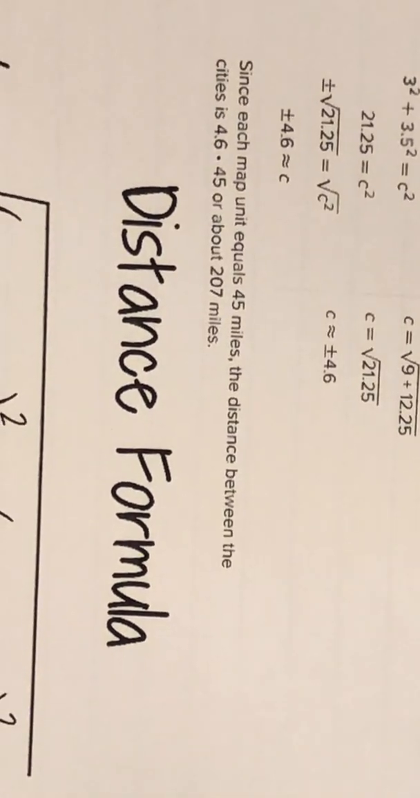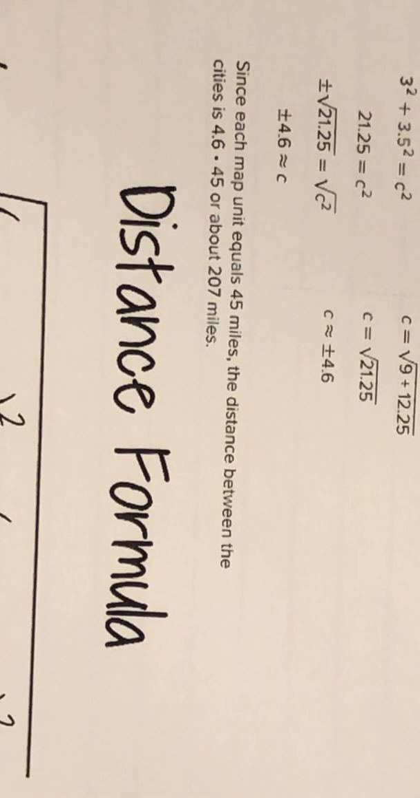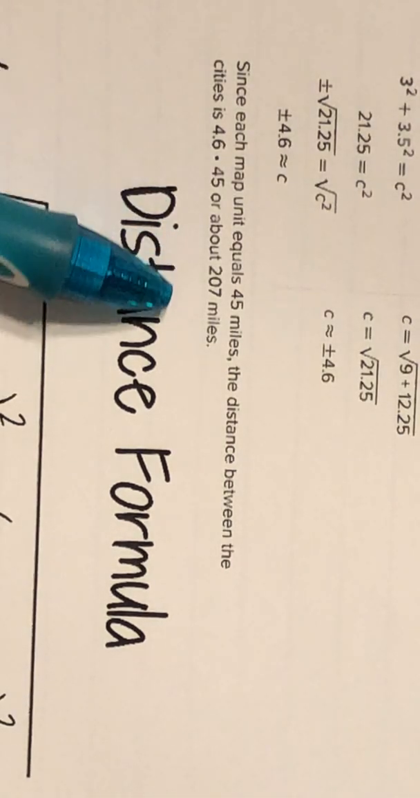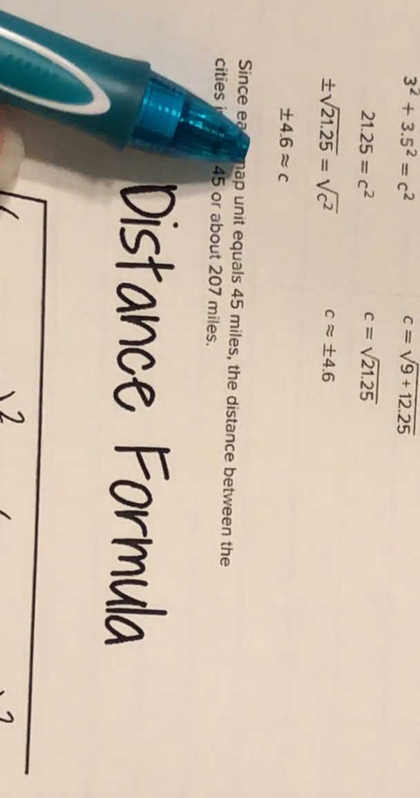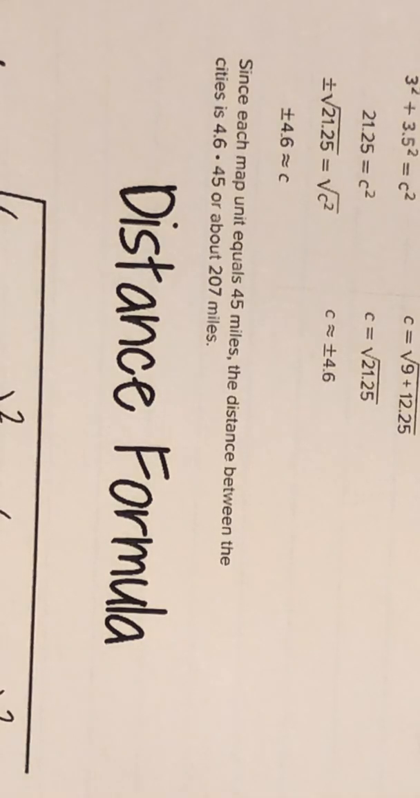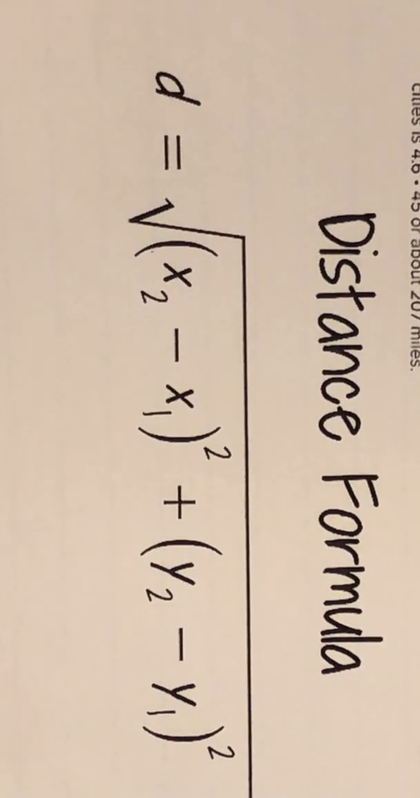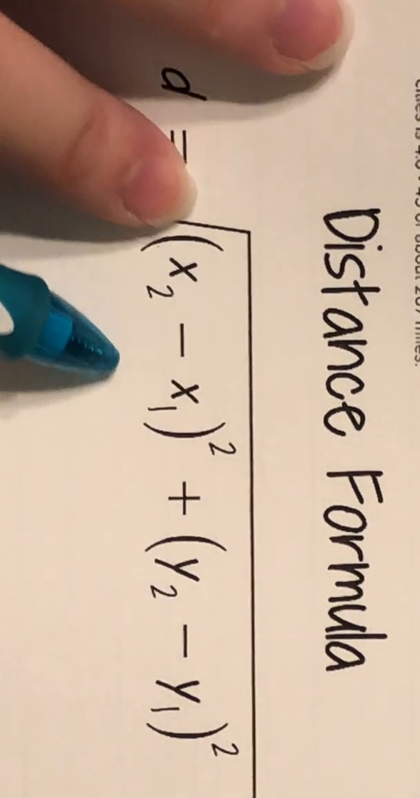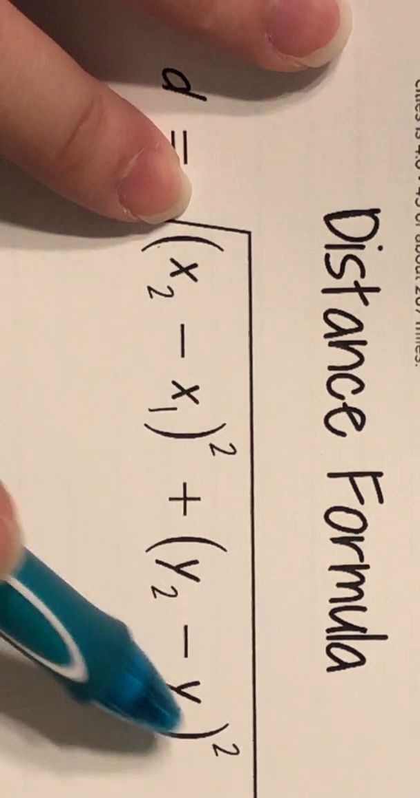So either method, since each map unit equals 45 miles, the distance between the cities is 4.6 times 45, or about 207 miles. Okay. Notice whichever method I use, I will still get the same answer for c. Okay. So this is what is commonly known as the distance formula. d, distance, equals the square root of the quantity x2 minus x1 squared plus the quantity y2 minus y1 squared.